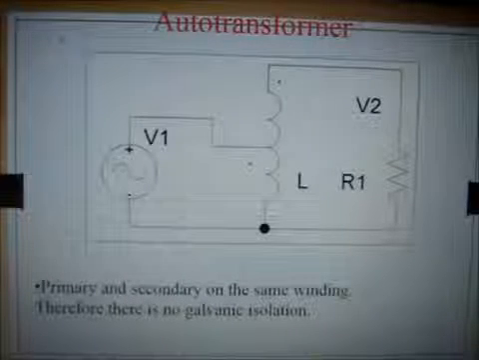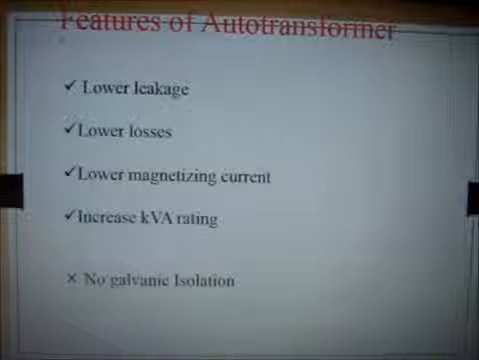It has no galvanic isolation. There are some features of the auto transformer. It has lower leakage as there is no separation of primary and secondary windings, lower losses also as the number of windings is less, lower magnetizing current, increased kVA rating, and the most important is there is no galvanic isolation.